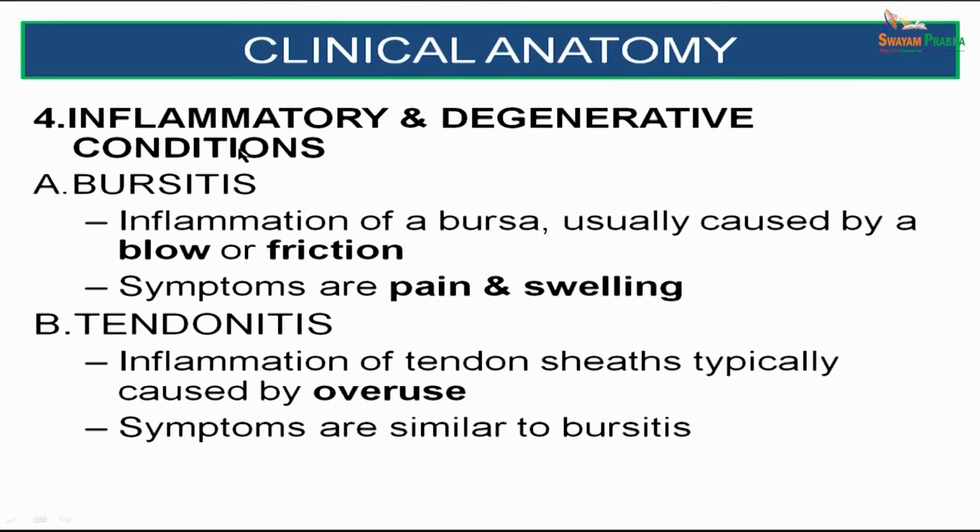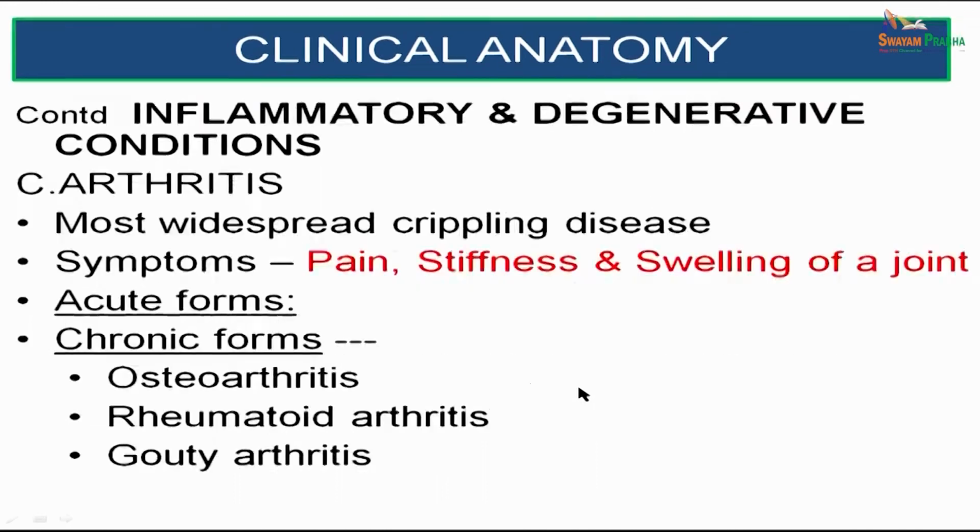Inflammatory conditions and degenerative conditions. The first one is bursitis. It is inflammation of the bursa around a joint. It can happen due to an injury or due to overuse and friction. The signs and symptoms of bursitis are pain and swelling around a joint. We can also have a condition, tendinitis, in which inflammation of the tendon sheaths occurs. This is usually due to overuse, and here also the symptoms are the same, pain and swelling around a joint.